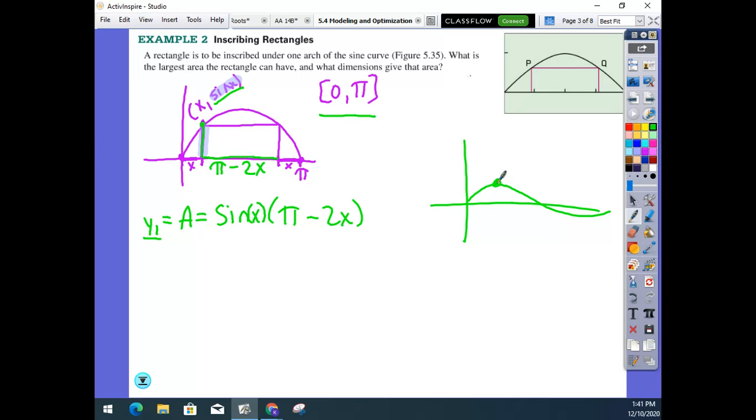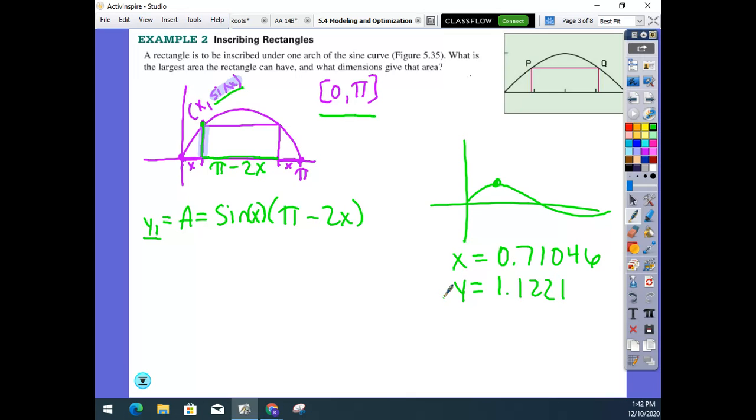Hey, there we go. Okay, so the max occurs when x is 7.1046. And that's when the area, the y value, is 1.1221. Okay, so this is my x and this is my y. So you got to be careful here.